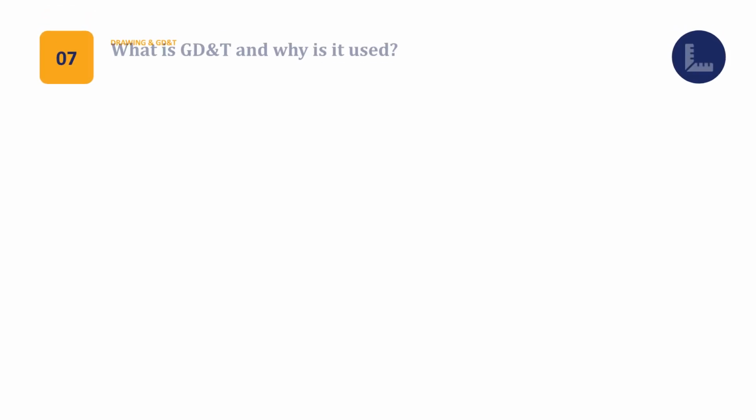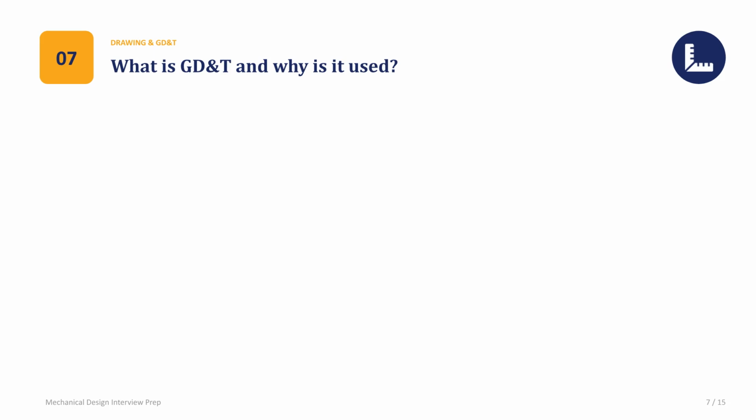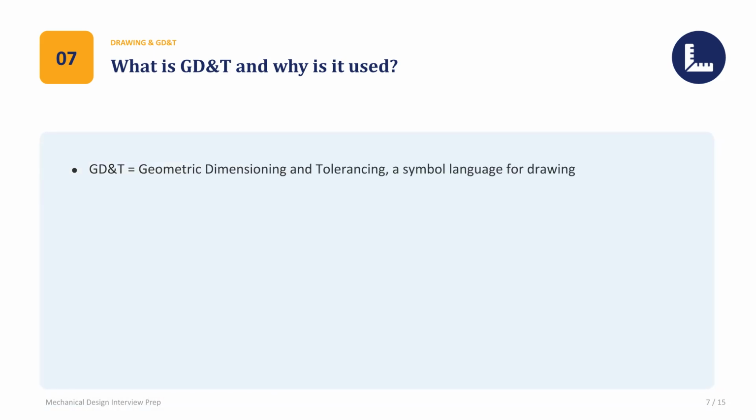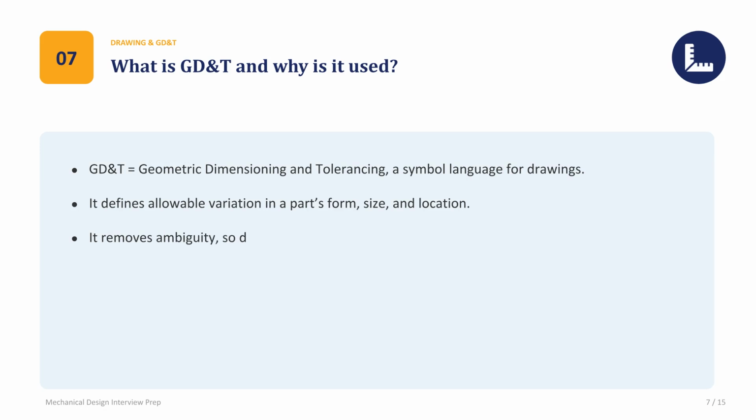Question 7. What is GD&T? It stands for geometric dimensioning and tolerancing, a symbol-based language on drawings that defines exactly how much a part's form, size, and location can vary. It removes ambiguity for manufacturing and inspection.